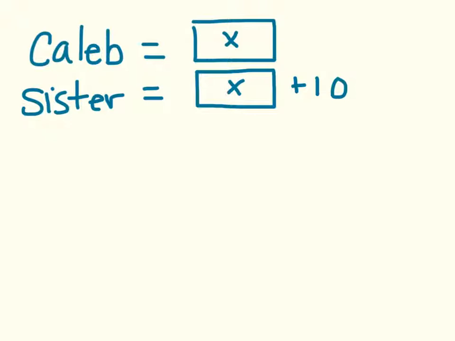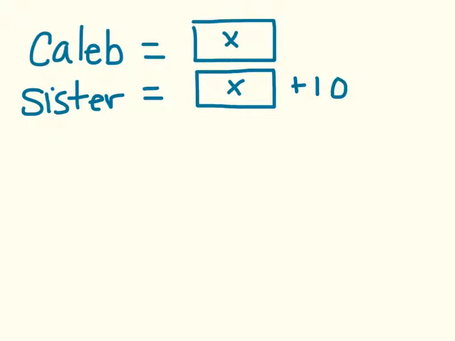We'll start by writing a linear equation to represent a given situation. Caleb is X years old. His sister is 10 years older than he is. If his sister is Y years old, write an equation that relates their two ages.